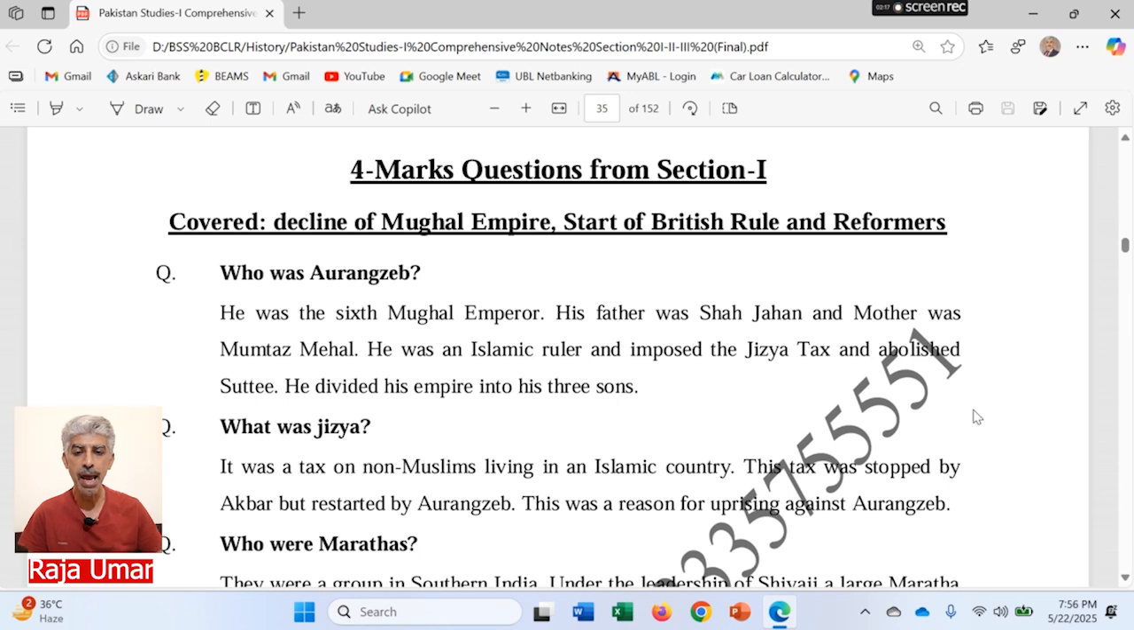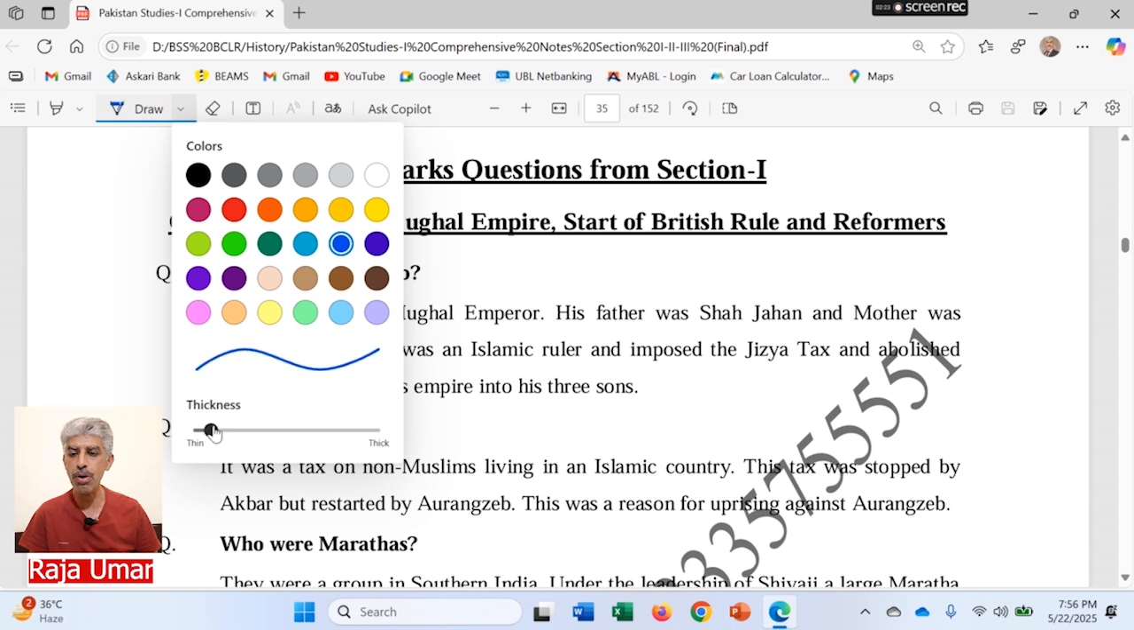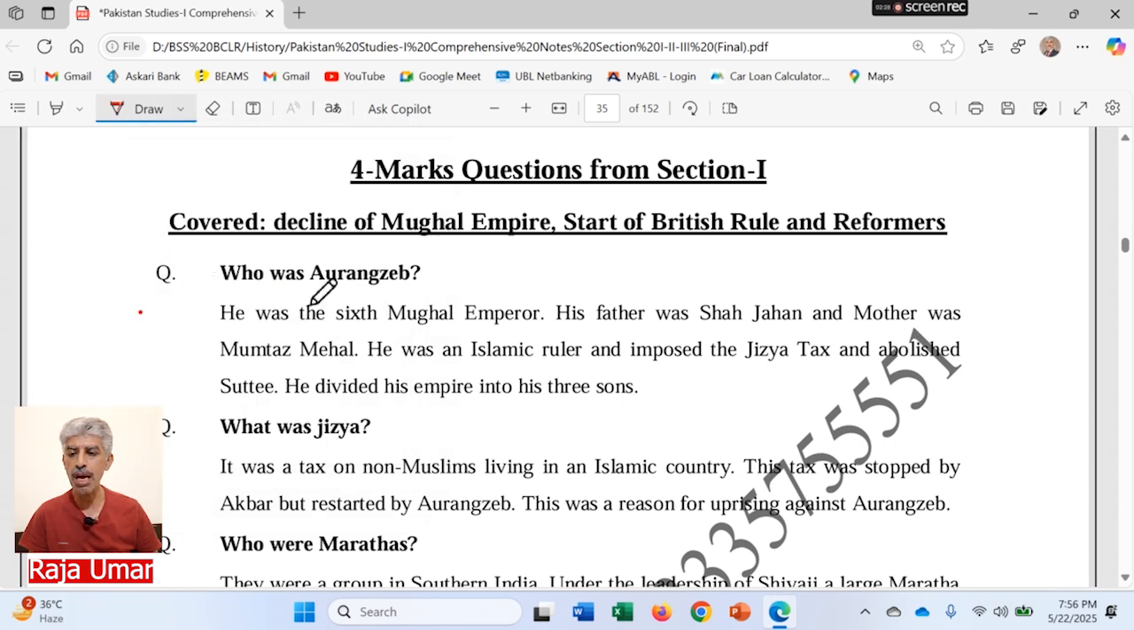Now here I have the 4 marks questions from section 1, and we are going to discuss what questions may come up. There can be many others, but I will try to compile the rest of the questions as well. But here I have these ones in front of me, covering the topics from the decline of the Mughal Empire, the start of the British rule and reformers, including Sir Syed Ahmad Khan, and the War of Independence.